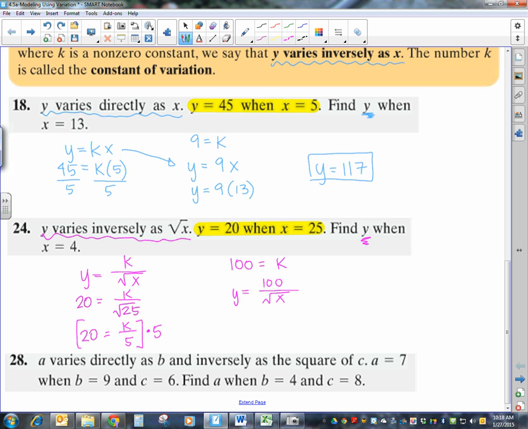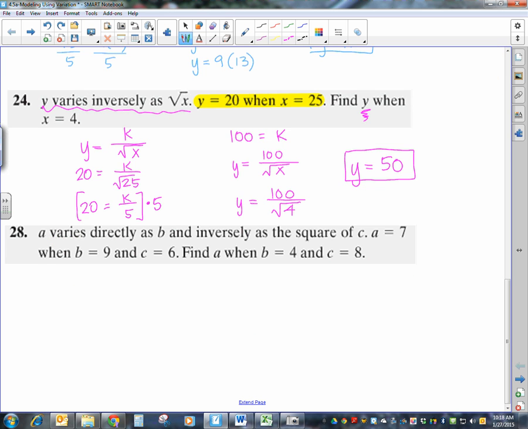Now again, find y when x is 4. So what is y when x is 4? So I'm going to put in 4 for x, and 100 divided by the square root of 4. Square root of 4 is 2. 100 divided by 2 is 50. So we're good.